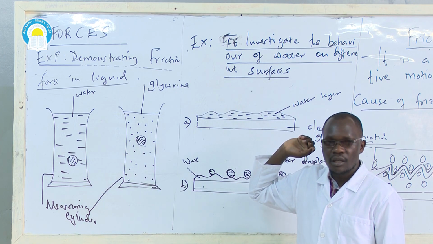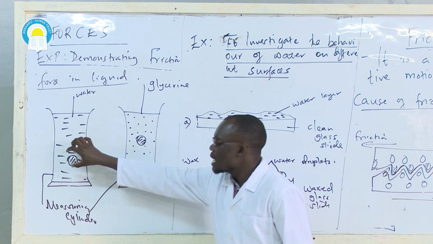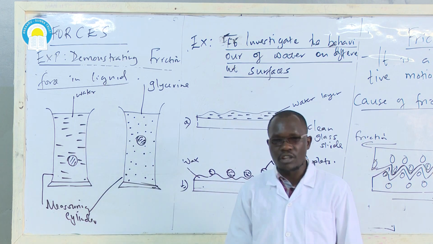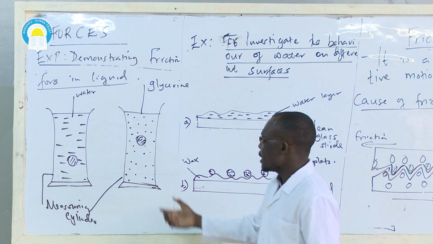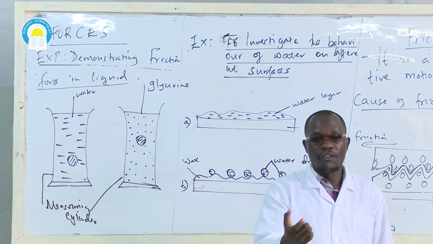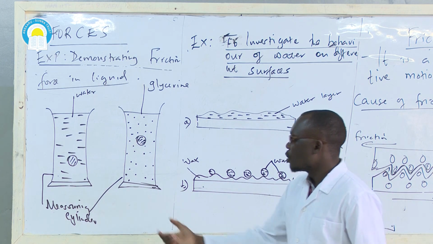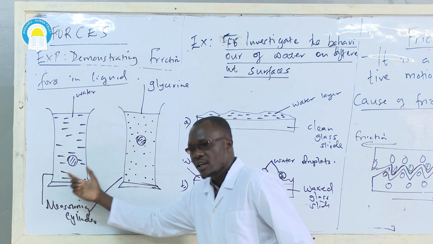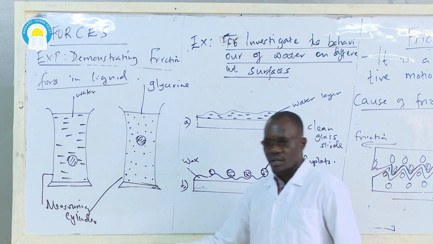in liquids. So the ball bearing in water experiences less friction. The ball bearing in glycerin experiences more friction. So the ball bearing in water reaches the bottom end faster than the ball bearing in glycerin.